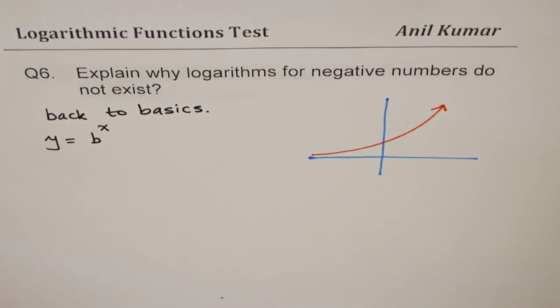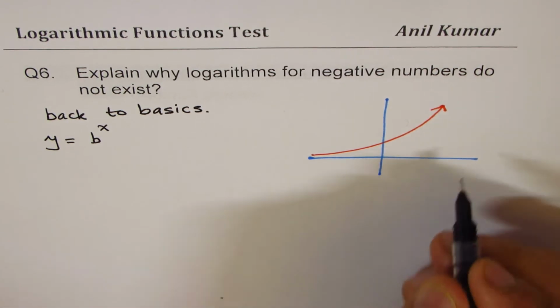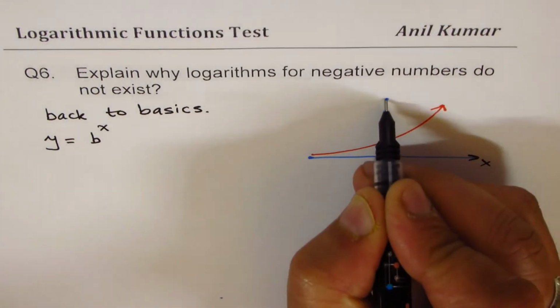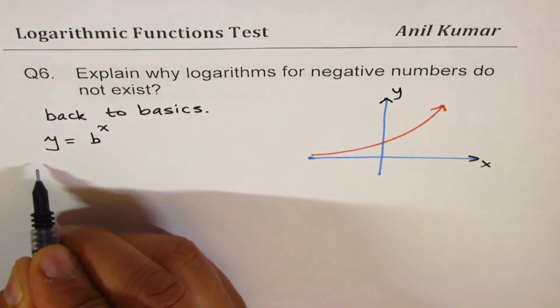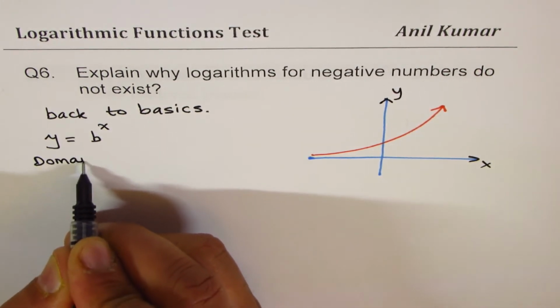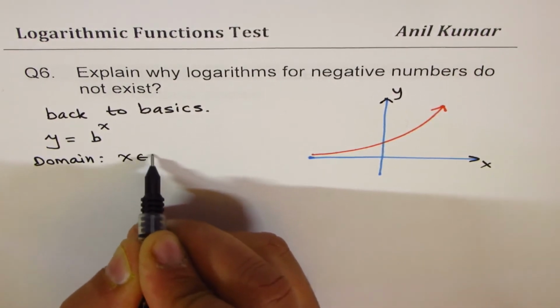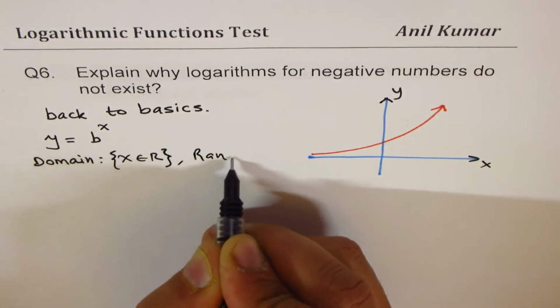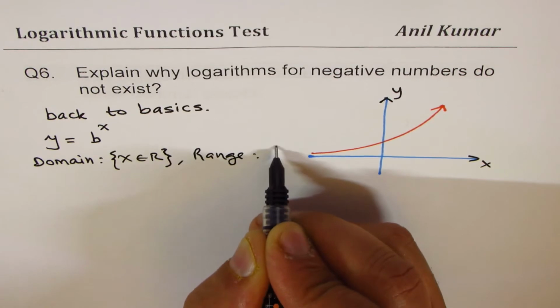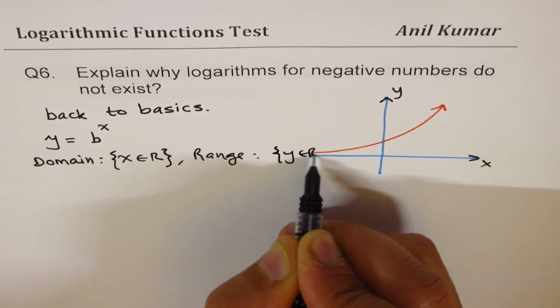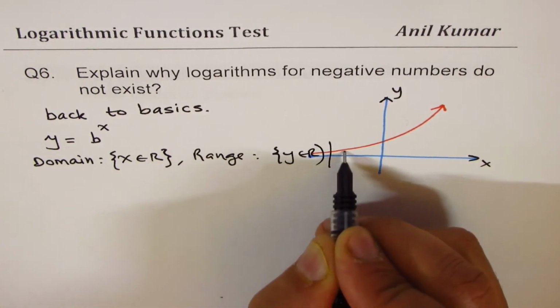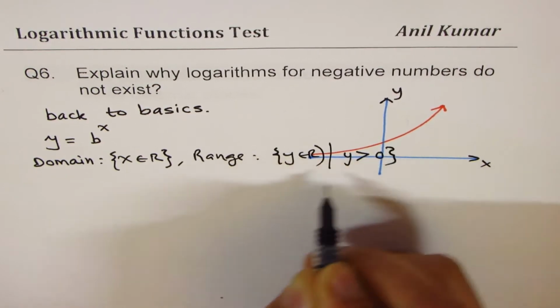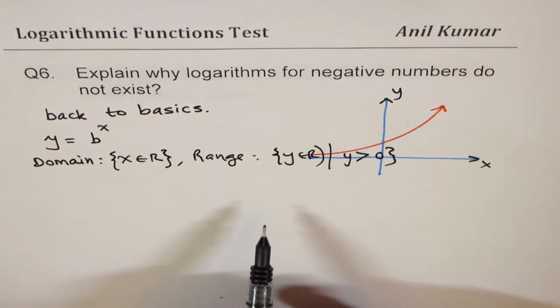Correct? Now, in this particular function, what we notice here is that the domain is x belongs to real numbers, right? And the range is y belongs to real numbers where y is greater than 0. Is that okay? So y is always greater than 0.